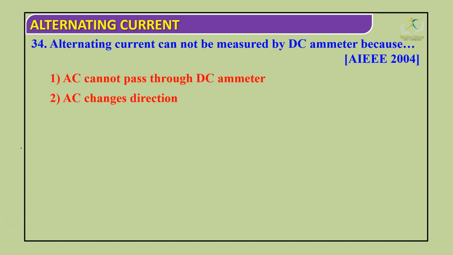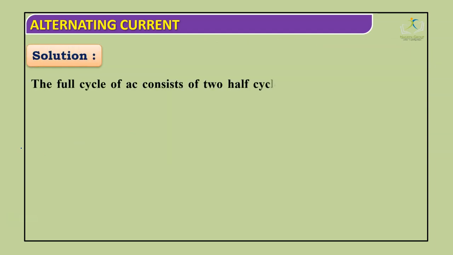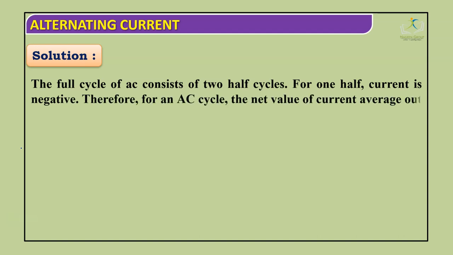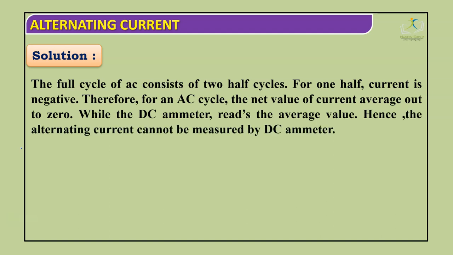Next, alternating current cannot be measured by a DC ammeter because AC changes direction. The average value of a current for a complete cycle is 0, and the DC ammeter will get damaged. Answer: the average value of a current for a complete cycle is 0. For a full cycle, AC consists of two half cycles. One half current is negative, another is positive. So overall the current averages out to be 0, while a DC ammeter reads the average value.